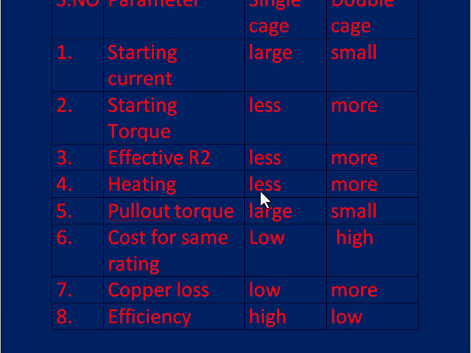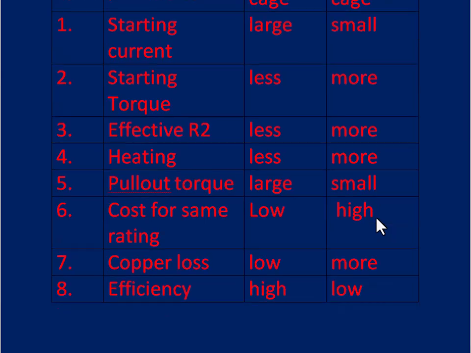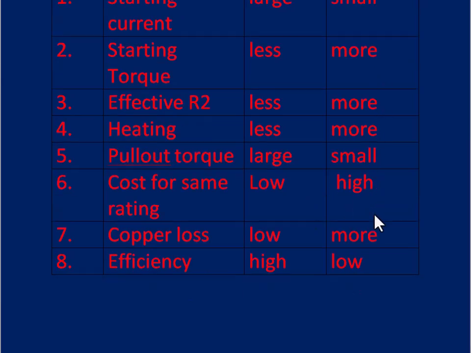Heating in case of single cage induction motor is less, and in the double cage induction motor, it is more because the resistance is high. Next, pullout torque is large in the single cage induction motor, whereas it is small in the double cage induction motor. And cost for the same rating of the motor, single cage induction motor cost is less, whereas the double cage induction motor cost is high.